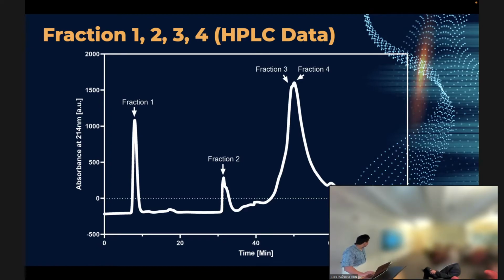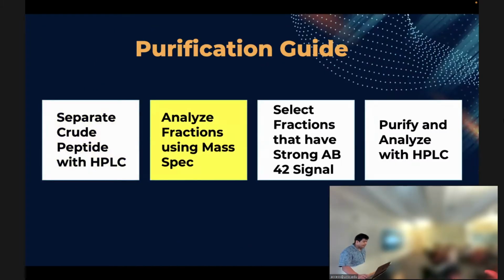Usually we would collect them from the beginning of the peak to a little bit before it starts going down. We do that for all 4, so we'd have 4 tubes, and then that would lead us into our next step, which is analyzing the fractions using mass spec. So each fraction would be analyzed, so there would be 4 different graphs.